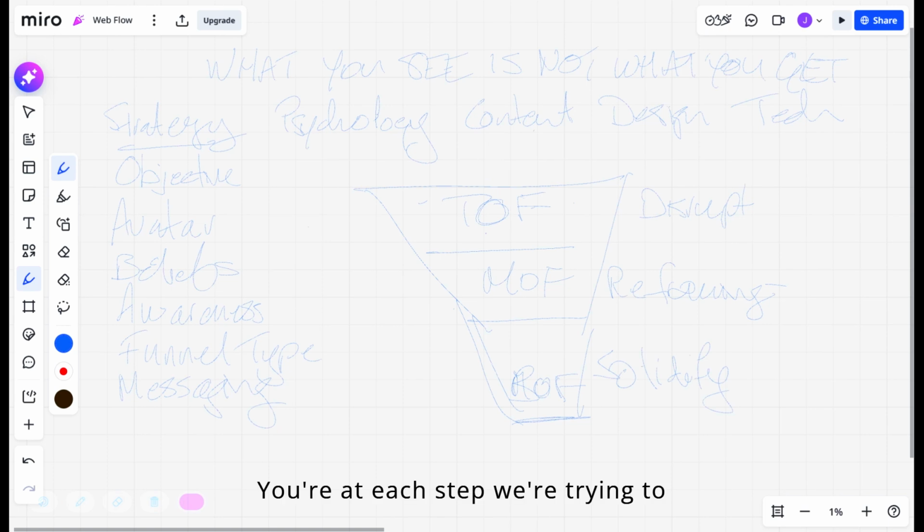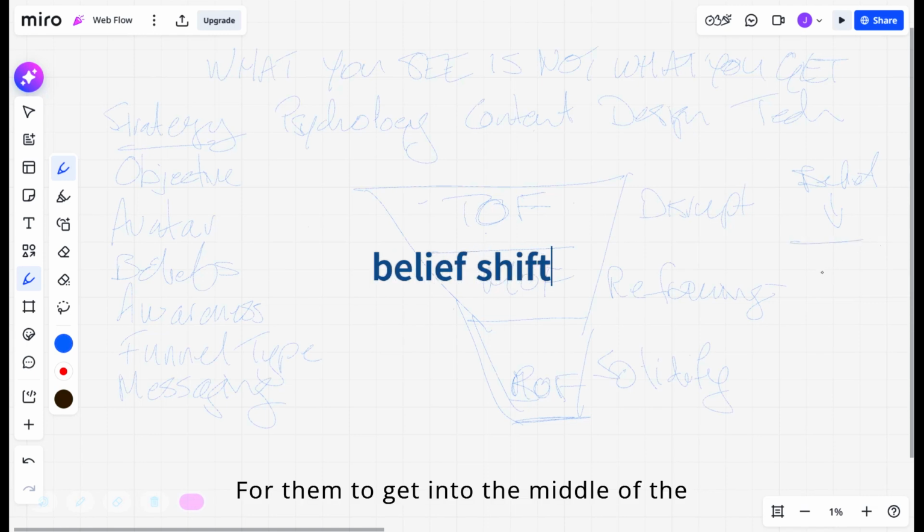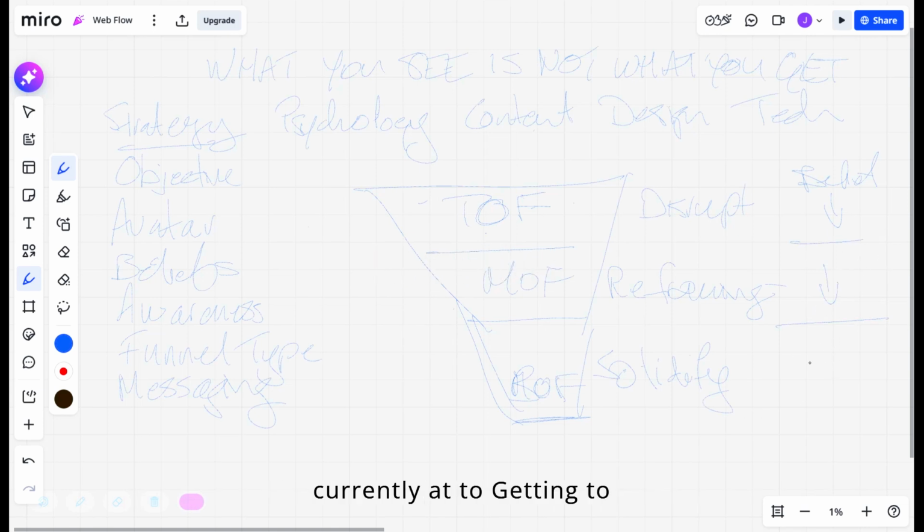At each step, we're trying to identify what is the belief shift that I need to make. So at the top of the funnel, they believe something. Where do I need to get them to? What's the belief shift for them to get into the middle of the funnel? And the same thing again. What is the belief shift from where they're currently at to getting to the point where they are ready to make a decision because they're now certain of the direction that they're going?